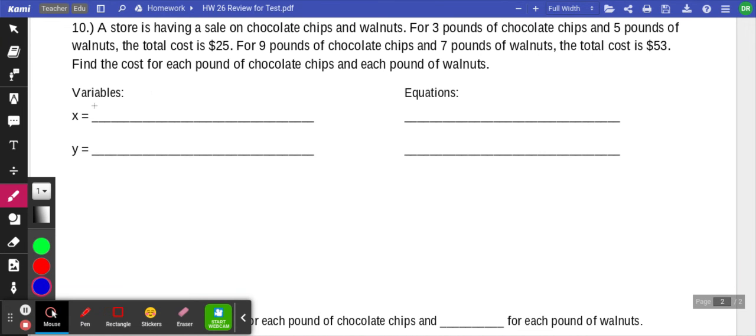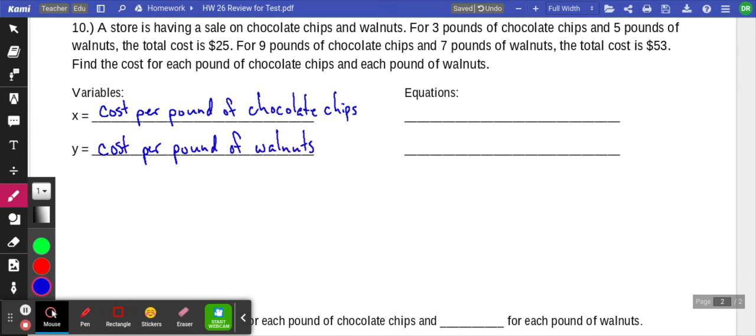So we'll put x equals cost per pound of chocolate chips. That's a little more technical way of stating what we're finding. We are figuring out how much they cost. And then we'll do the same for the y's. So the y is going to be cost per pound of walnuts. Now that we have those, we should be ready to start setting up some equations.